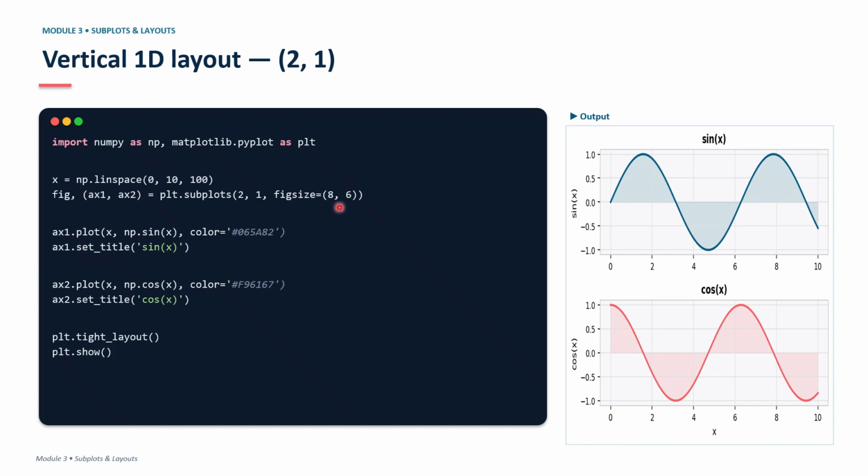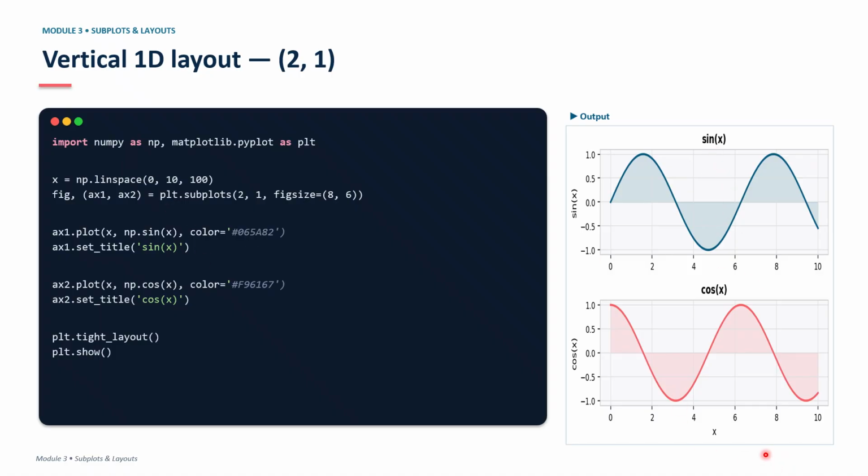So 2 rows and 1 column stacks the 2 panels vertically, and figure size of 8 comma 6 means it is 8 inches wide and 6 inches tall. So for the vertical layout, it makes the figure taller than wide. Let us now look into the code. This axis 1 comma axis 2 unpacking works because when you have a 1 column layout, plt.subplots will return a one dimensional array of axes, and Python tuple unpacking assigns them in order, from the top to the bottom.